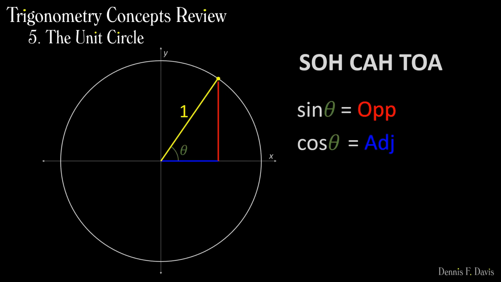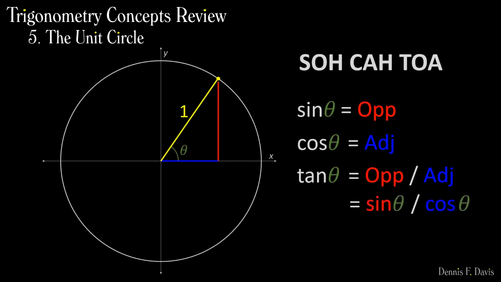This is a good time to point out another definition for tangent. SOHCAHTOA reminds us that tangent equals opposite over adjacent, TOA. Since sine theta equals opposite and cosine theta equals adjacent, opposite over adjacent equals sine over cosine. So tangent theta is equal to sine theta over cosine theta. This is algebraically the same as opposite over adjacent.